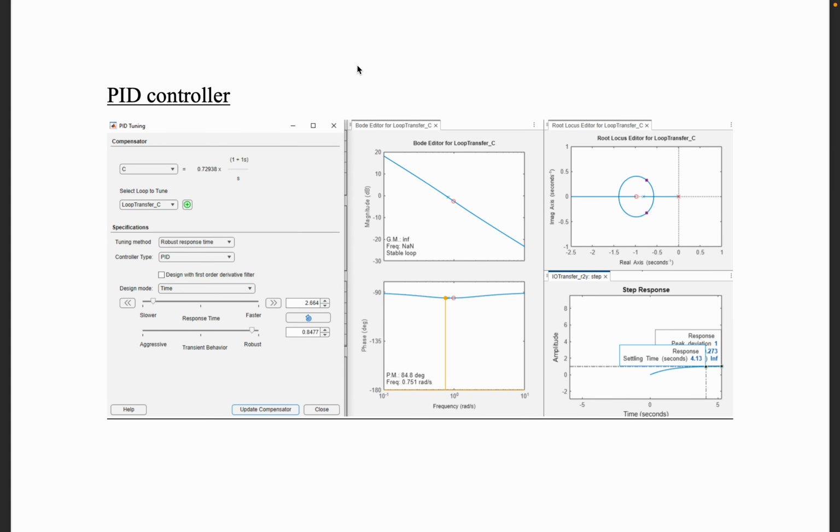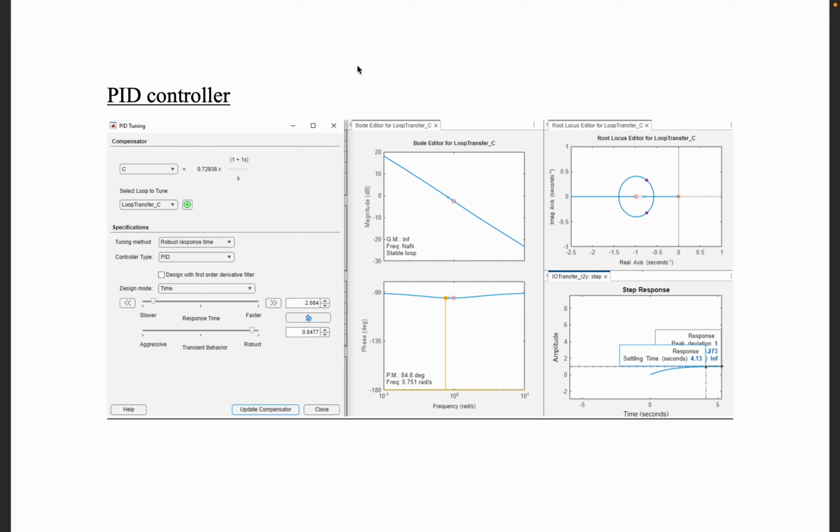The last controller is the PID controller. For the step response, which is this one, the PID controller gave the best result with fast response and no steady state error. For the root locus, it gave the best root locus, and for the Bode diagram, the controller had the best overall margins on both gain and phase, meaning that the system can handle more disturbance.